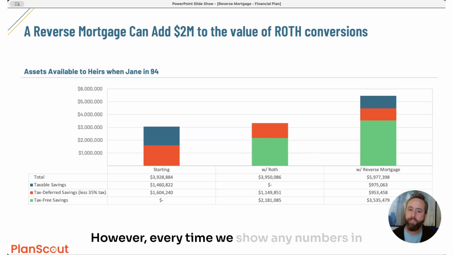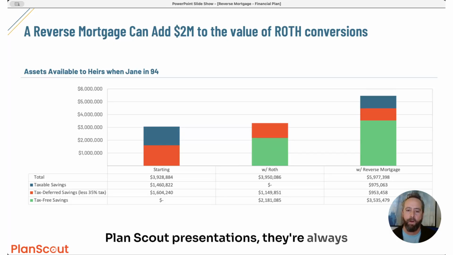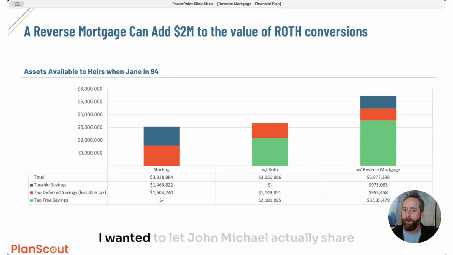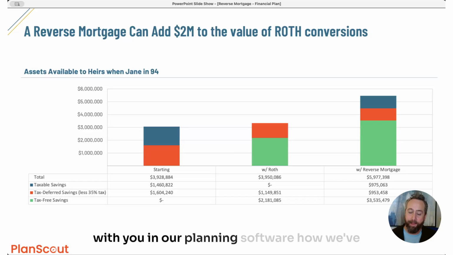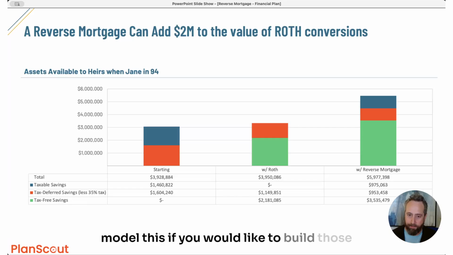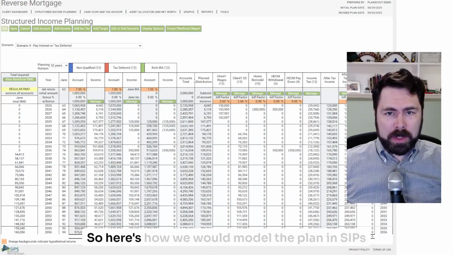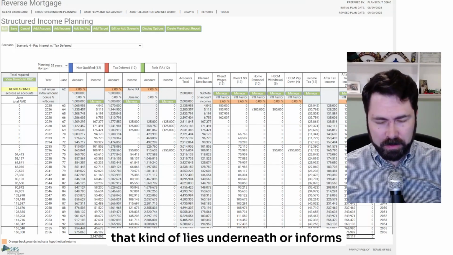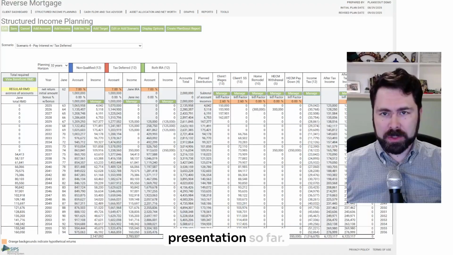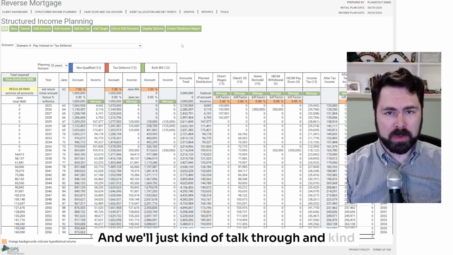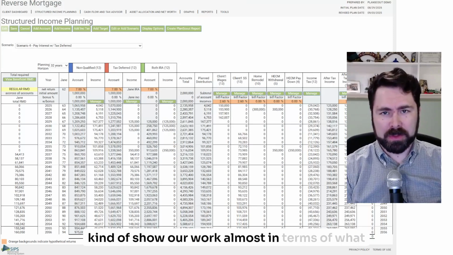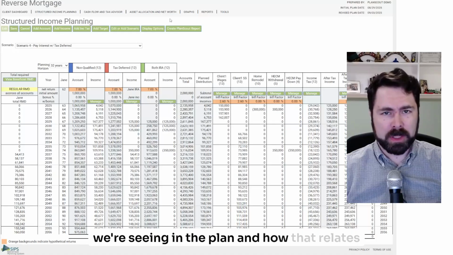However, every time we show any numbers in PlanScout presentations, they're always backed up by a detailed cash flow based plan. And so I wanted to let Jon-Michael share with you in our planning software how we've modeled this, and also how you might want to model this if you would like to build those plans yourself in the planning software. So here's how we would model the plan in SIPs that lies underneath or informs everything that we've seen in the presentation so far. And we'll talk through and explain what we're looking at here and show our work, in terms of what we're seeing in the plan and how that relates to what we just talked about.